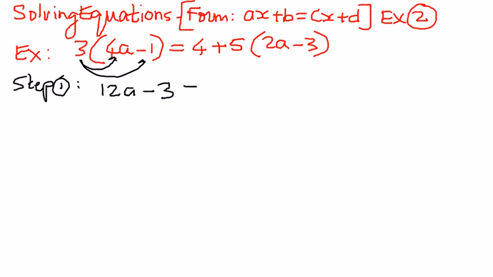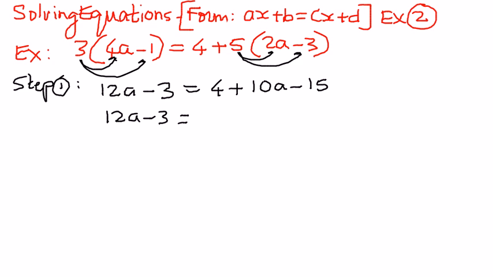We have used the distribution property to distribute the 3. On the right hand side, we have 4 plus, we will distribute the 5 to every one of the terms in this set of parentheses. 5 times 2a, 5 times 2 is 10a, and then 5 times negative 3 is negative 15. So on the left hand side, we have nothing to simplify. But on the right hand side, we can combine these constant terms, 4 and negative 15. 4 plus negative 15 is going to be equal to negative 11 plus 10a. That is what we have.